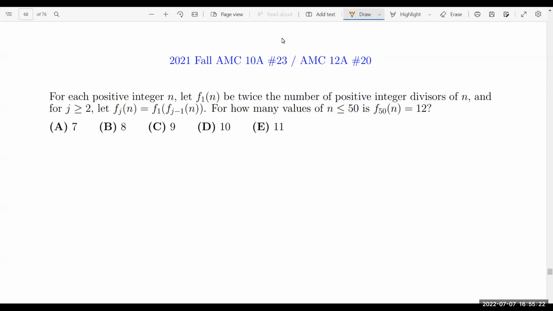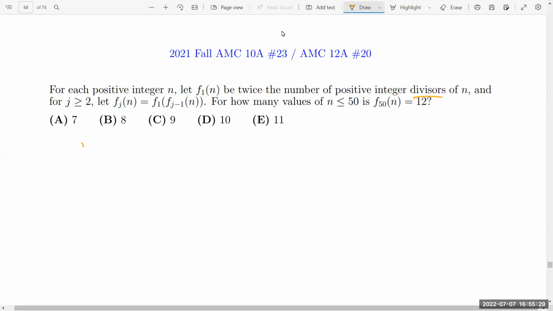For each positive integer n, let f1 of n be twice the number of positive integer divisors of n. So for example, f1 of 6 would be 2 times the number of positive integer divisors of 6. 6 has 4 divisors, 1, 2, 3, and 6. So it's 2 times 4, or 8.